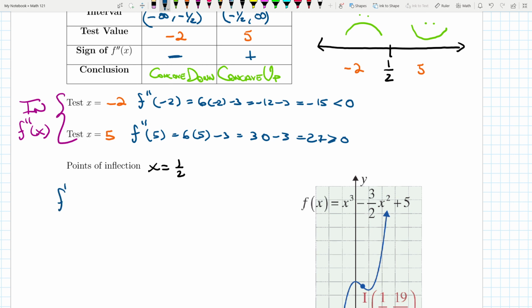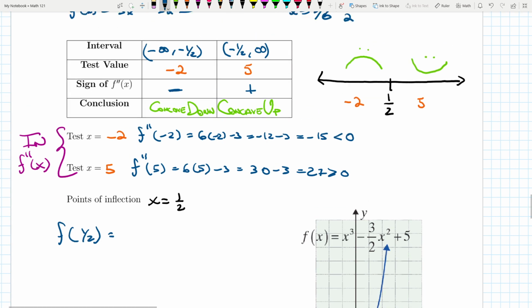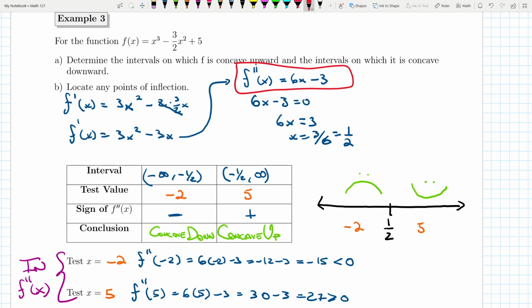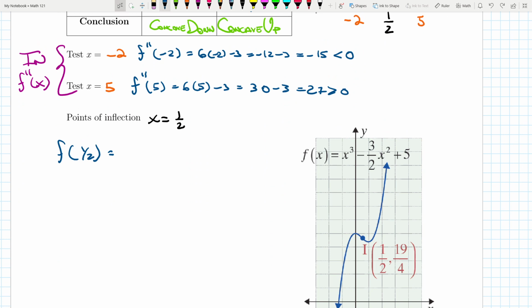Let's go back and evaluate the original function f at 1/2. The original function is f of x equals x cubed minus 3/2 x squared plus 5. Let's evaluate that function. That's x cubed, which is 1/2 quantity cubed, minus 3/2 times quantity 1/2 squared, and then plus 5. So this is going to give us 1/8 minus 3/8 plus 5.